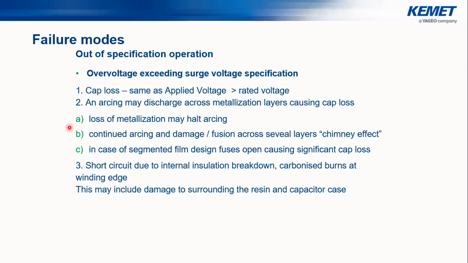Different phenomena can happen. We can have a loss of metallization that stops the arcing, or we can have continued arcing and a chimney effect happens. Or if we have a segmented film design, the fuses can open up and we have the capacitance loss. Or we can have a short circuit due to the internal insulation breakdown, and we can get a carbonized burn at the winding edge. This can also include damage to the surroundings of the resonant capacitor area.